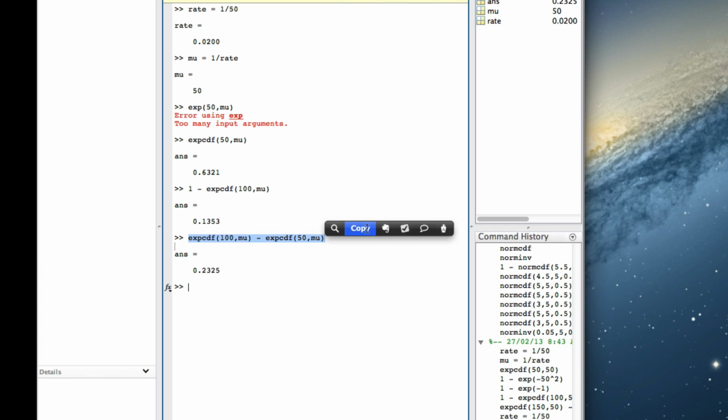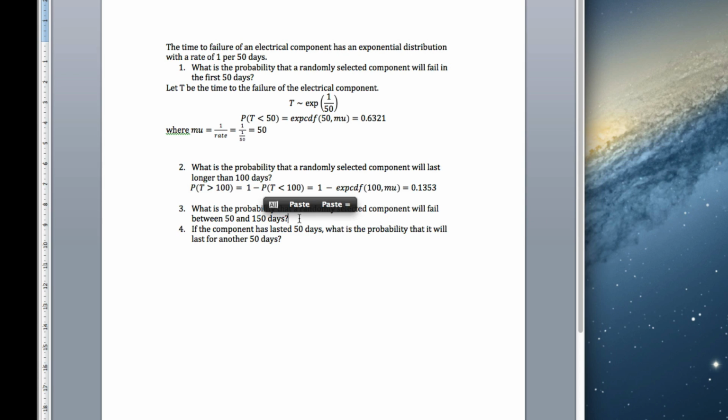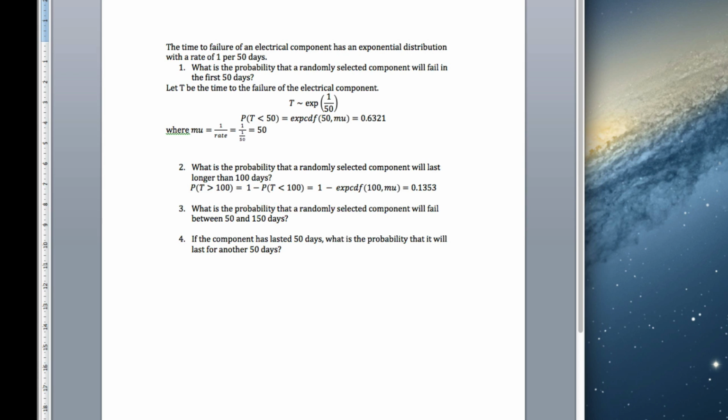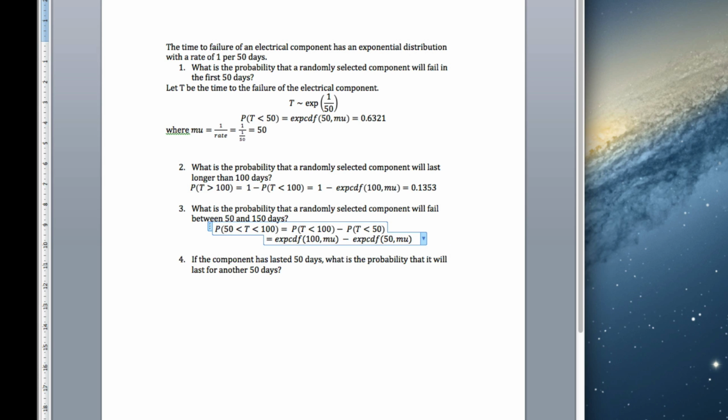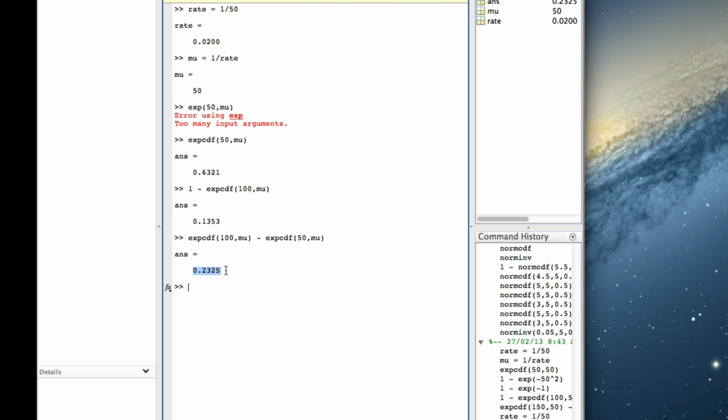Excellent. Let's copy that. So I want the probability that 50 is less than T, which is less than 100, which as I said is equal to the probability that T is less than 100 minus the probability T is less than 50, which equals that command there. That equals that.